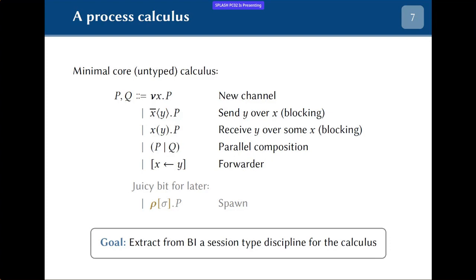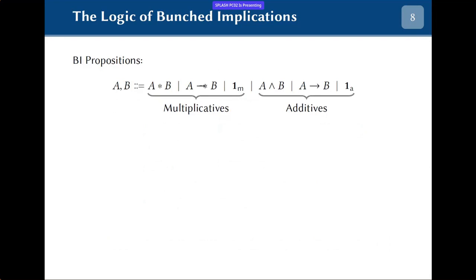In our calculus, we also have extra primitives, some of which I'll leave for later, and some of which I am going to just omit for brevity, like branching and closing channels. So we have this process calculus here with basic primitives, and a lot can go wrong if you just run it, right? Deadlocks, and all sorts of problems. And what we want is to extract from the logic a type system that ensures some well-behavedness of the processes. So what is this logic we are starting from?